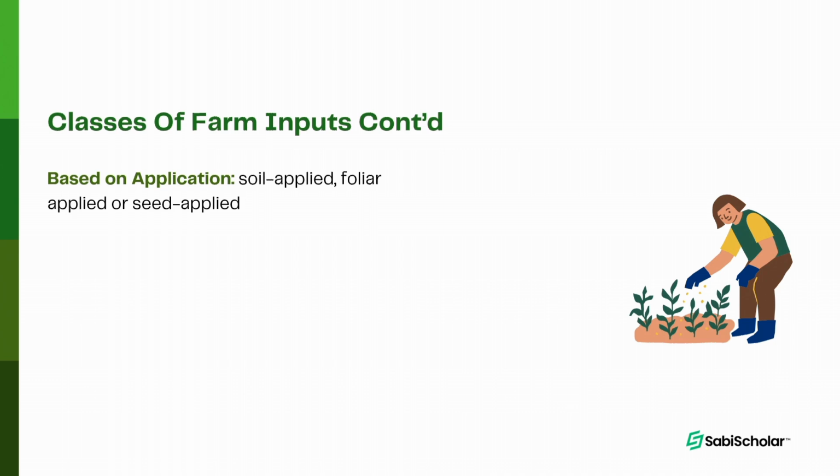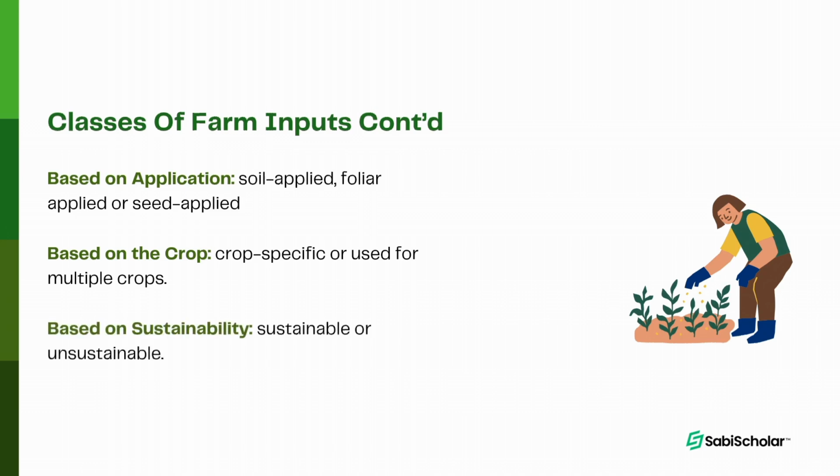Now, the fourth one is based on the crop. Some inputs can be classified based on the type of crop that they are used for. Some inputs are crop specific, that is, there's a particular crop that they work on, while others can be used for multiple crops. For example, a fertilizer that works well for corn may not be suitable for the likes of rice or soybeans.